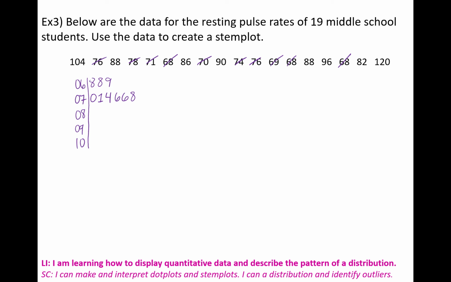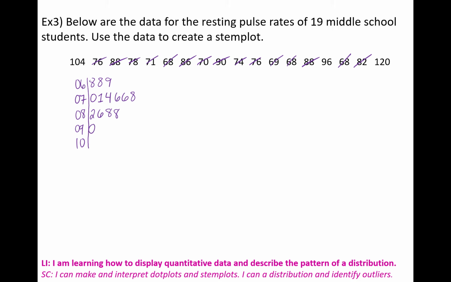Then I go to the 80s. So let's see, in the 80s it looks like I have 82, 86. So I'm going to go 2 and 6. And then it looks like 2 88s. So then 8 and 8. And then for the 90s, I only have the 1, so I put a 0 for the 90.